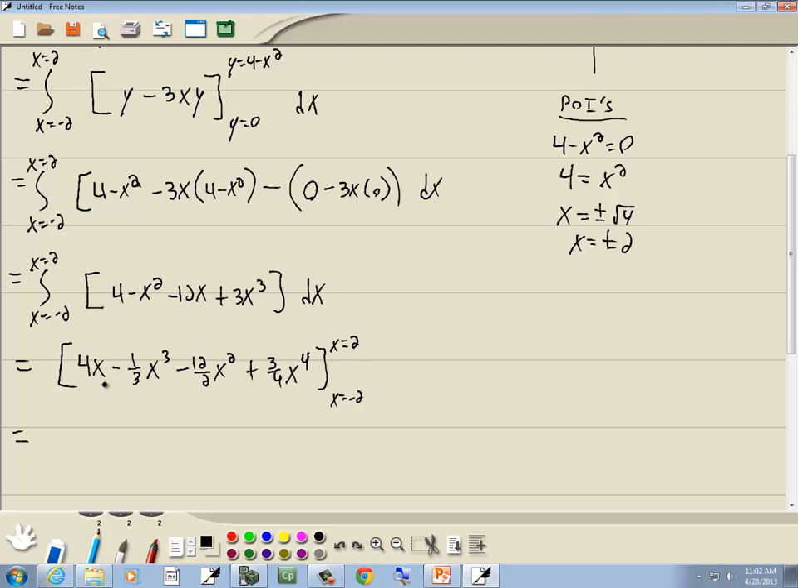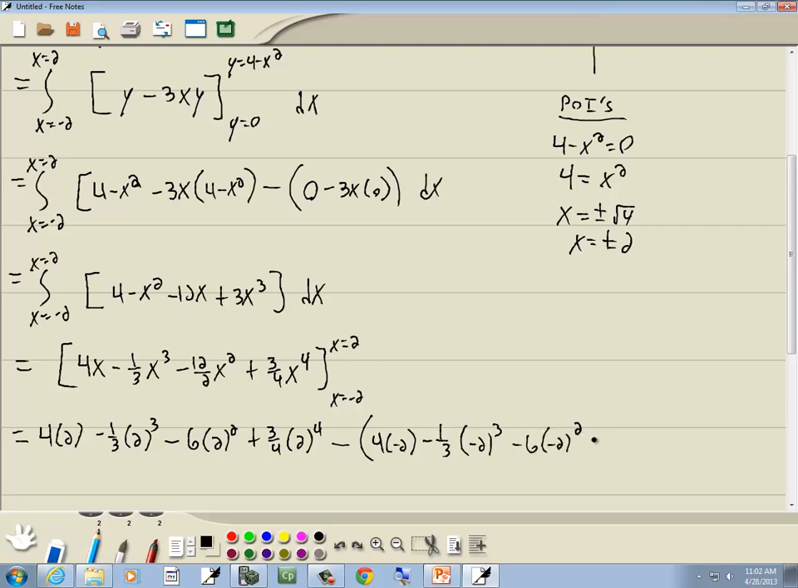So I'll plug in 2 first. So I got 4 times 2 minus 1/3 times 2 to the third minus 12 divided by 2 is 6 times 2 squared plus 3/4 times 2 to the fourth, minus, then we're going to have parentheses, we'll flip the sign of everything that follows it. We've got 4 times -2 minus 1/3 times -2 to the third minus 6 times -2 squared plus 3/4 times -2 to the fourth power.